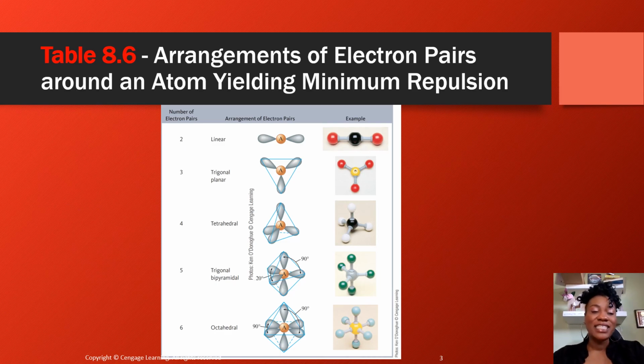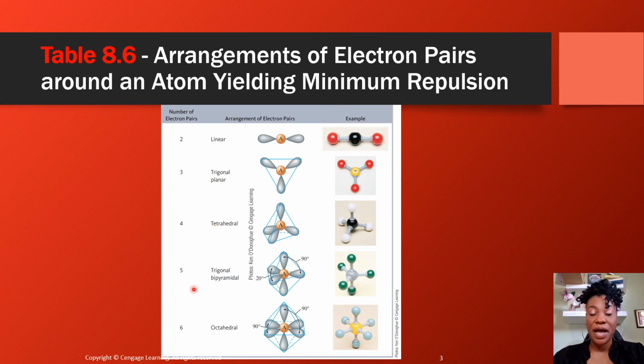So these are the arrangements of the electron pairs around an atom and how they look when they are minimizing repulsions. If we have two electron pairs, then the steric number is 2, and we have what's called a linear arrangement. If we have 3 electron pairs, then we have a trigonal planar electron pair arrangement. If we have 4 electron pairs around the central atom, then we have the tetrahedral arrangement.